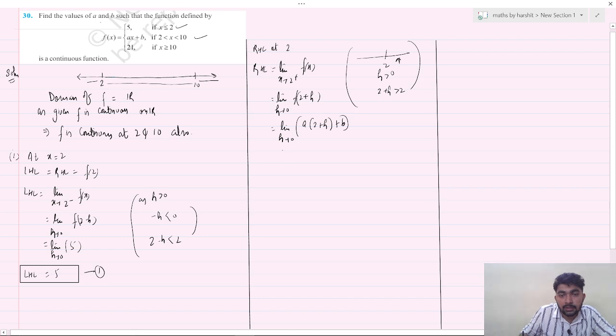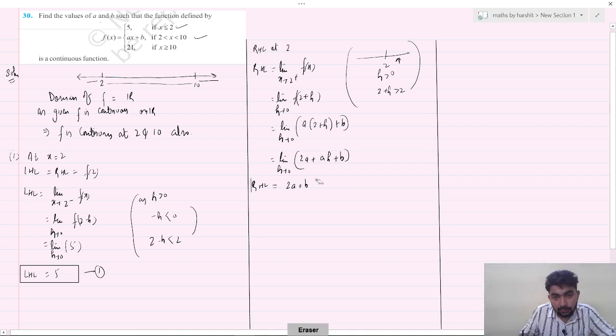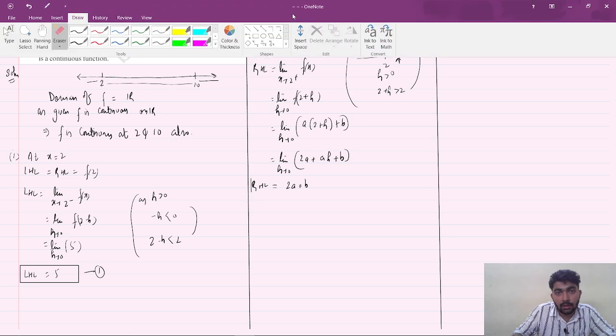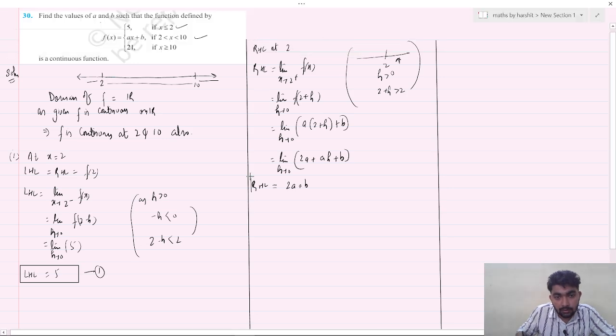So here you have limit h tends to 0 of 2a plus ah plus b. If you apply the limit, what will we get? 2a plus b. This is your RHL. This is your second equation.